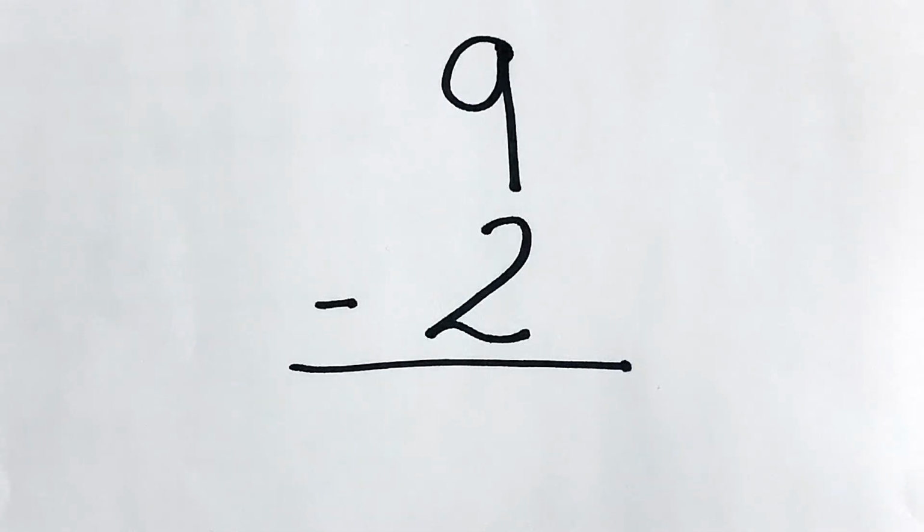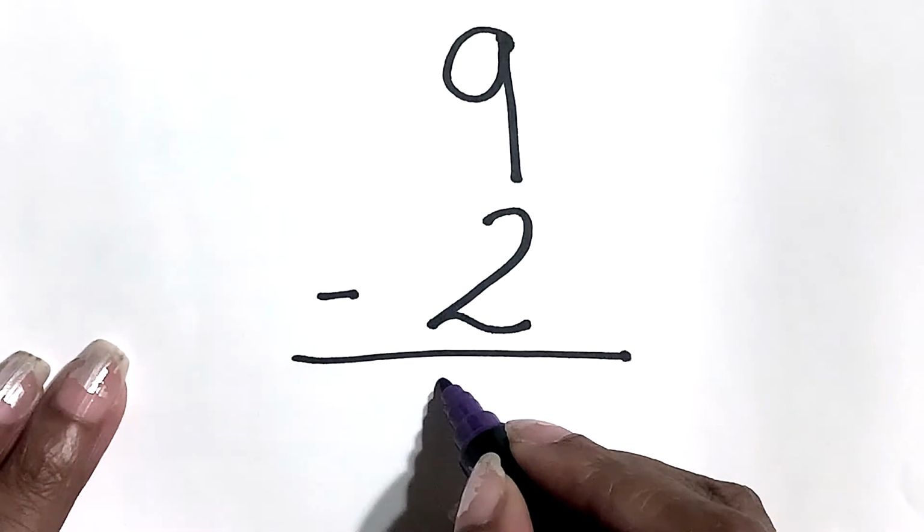All right, the first subtraction math problem we're going to solve is this one. This math problem is 9 minus 2. This means 9 minus 2 equals 7.